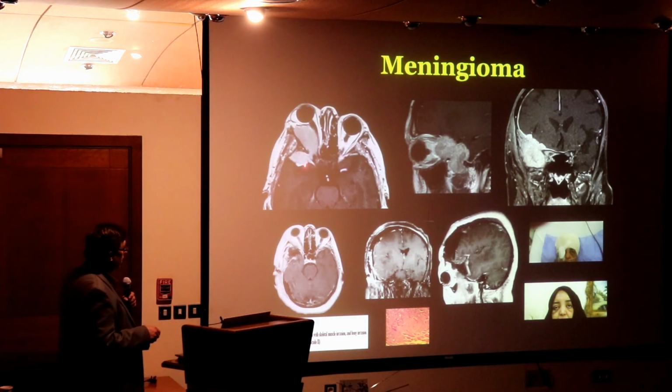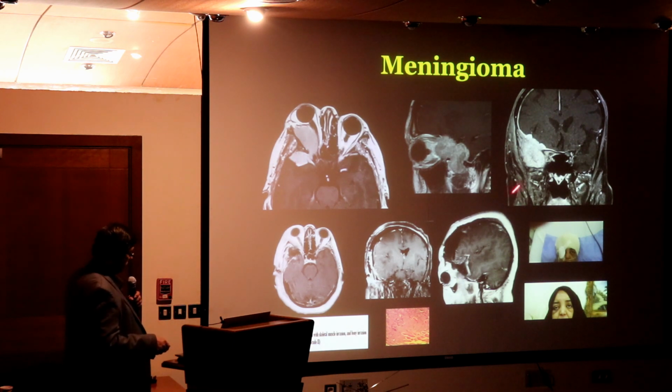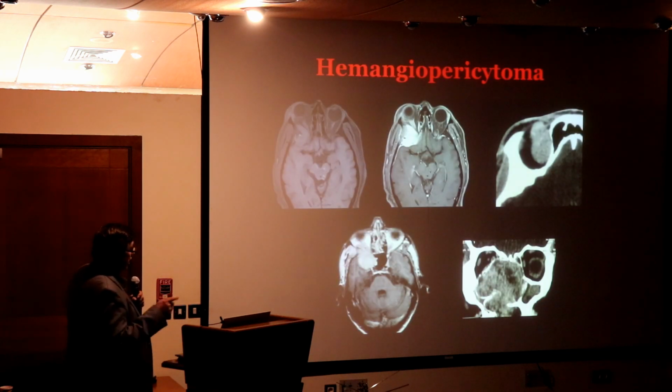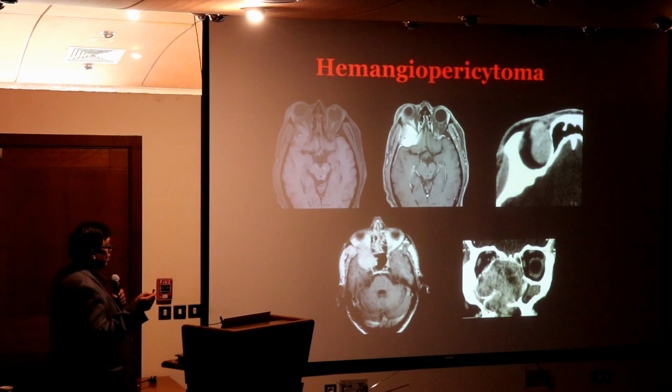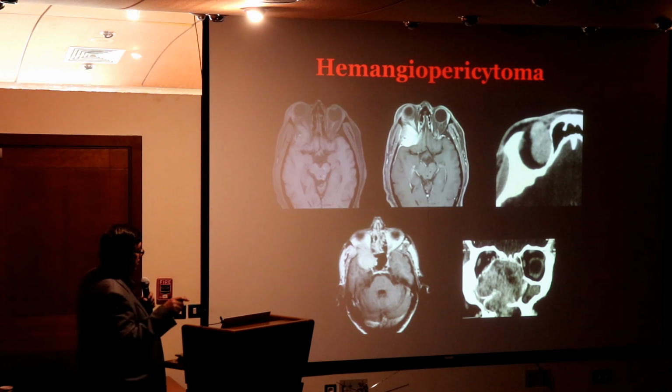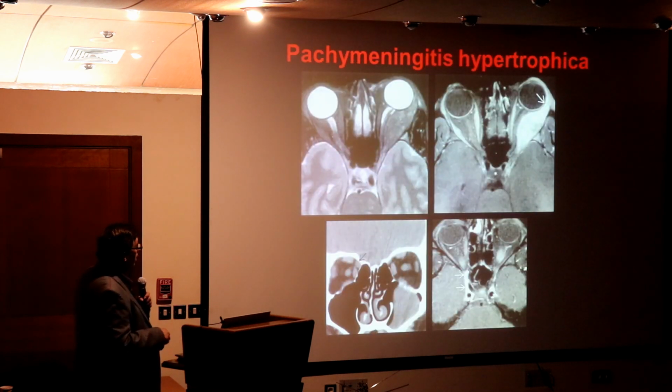Meningioma that extends from the sphenoid, we call it sphenoorbital. Sphenoorbital, like this one, before surgery and after surgery, and this lady from Yemen. Related to meningioma is hemangiopericytoma. It was in the past grouped with meningiomas, now it is a different, separate entity. It's called hemangiopericytoma. It looks like a meningioma.